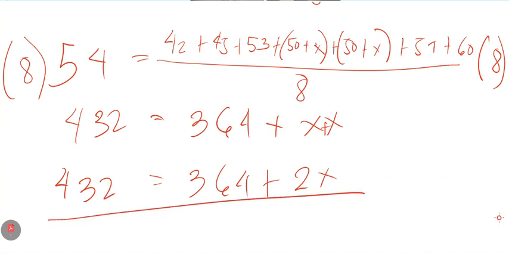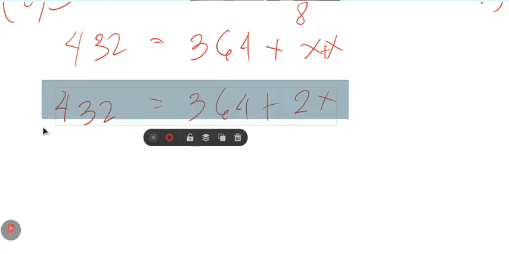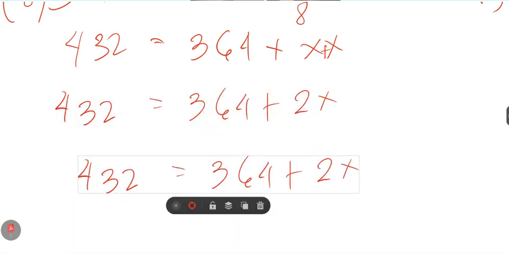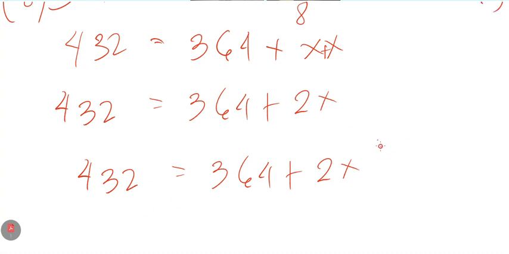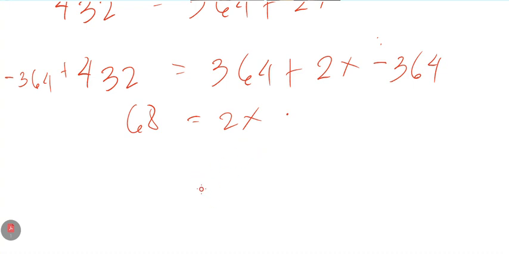Now let's subtract 364 from both sides. That's going to give us 68 equals 2x. Since we're going to divide by 2, 68 divided by 2 is 34, so x equals 34.